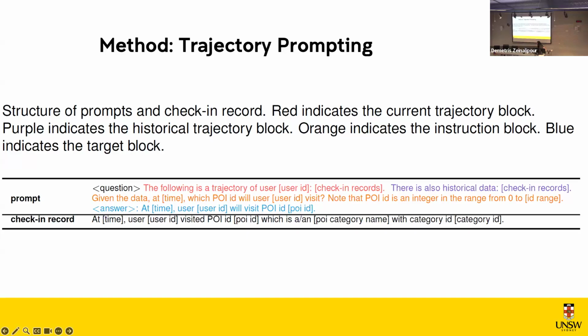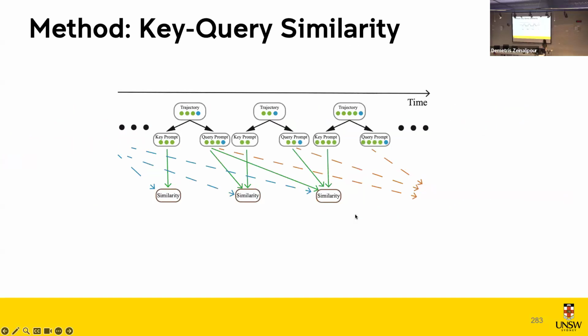The method is pretty simple. The difference here is that we introduce a question, we have an answer, and we have a check-in record like this. Now, we just use query similarity computation done with pre-trained Llama. We did not do anything fancy. For each trajectory, we form two prompts using the trajectory template, the template that you saw before.